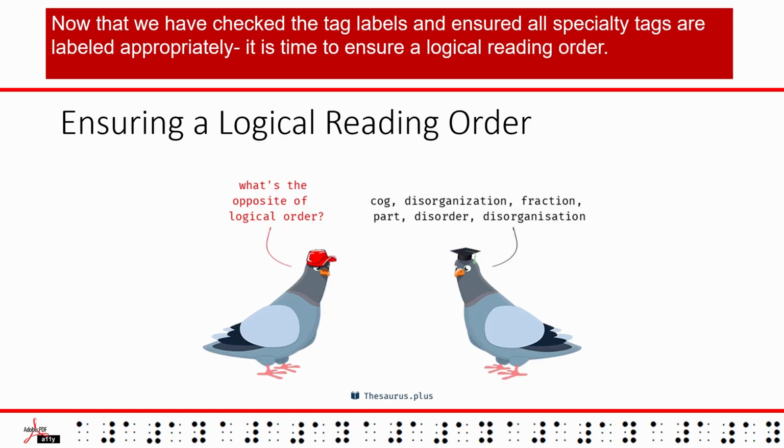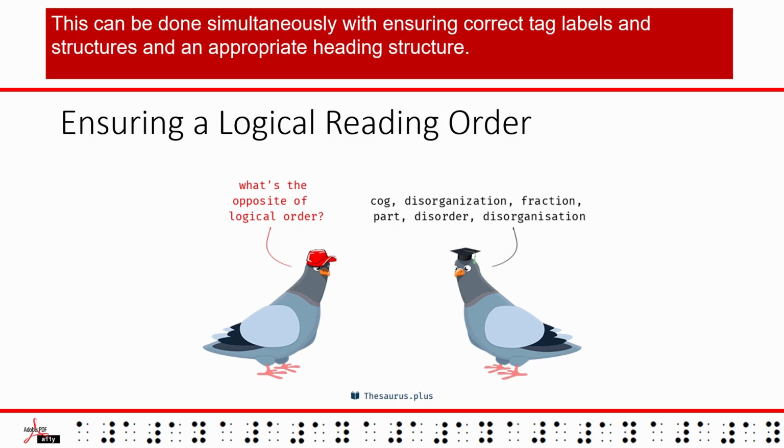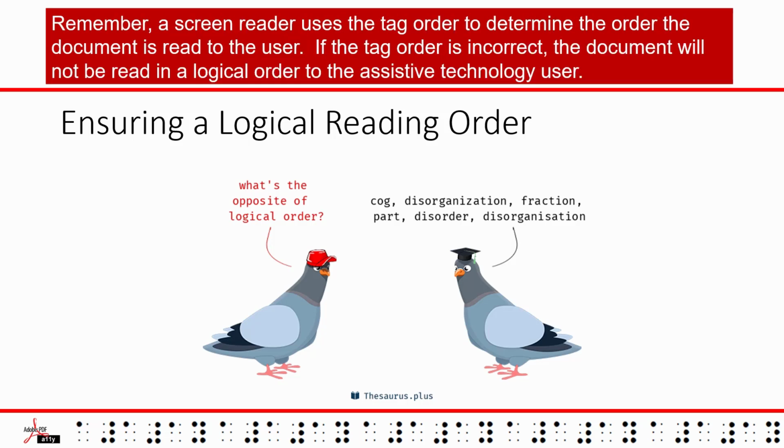Now that we have checked the tag labels and ensured all specialty tags are labeled appropriately, it's time to ensure a logical reading order. This can be done simultaneously with ensuring correct tag labels and structures and an appropriate heading structure. Remember, a screen reader uses the tag order to determine the order the document is read to the user. If the tag order is incorrect, the document will not be read in a logical order to the assistive technology user.